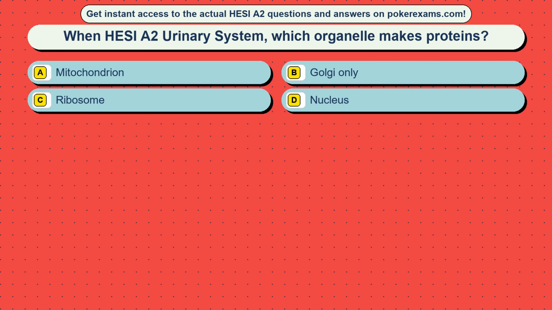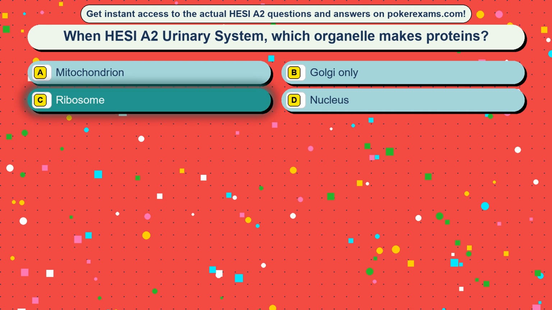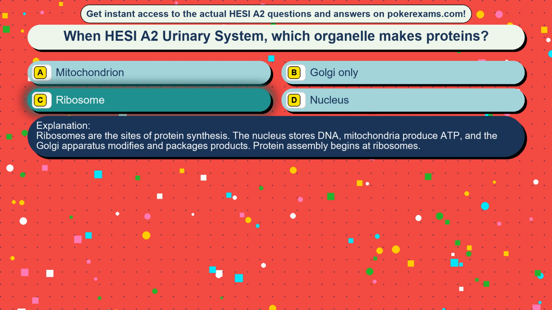Question 39. When HESI A2 urinary system, which organelle makes proteins? Option A, mitochondrion. Option B, Golgi only. Option C, ribosome. Option D, nucleus. The correct answer is option C, ribosome. Ribosomes are the sites of protein synthesis. The nucleus stores DNA, mitochondria produce ATP, and the Golgi apparatus modifies and packages products. Protein assembly begins at ribosomes.